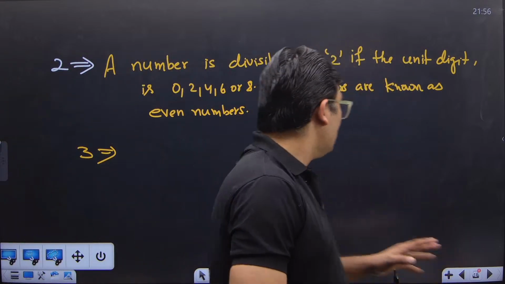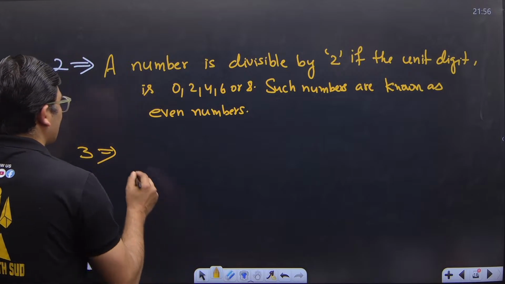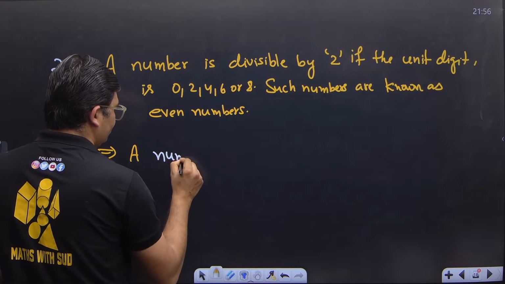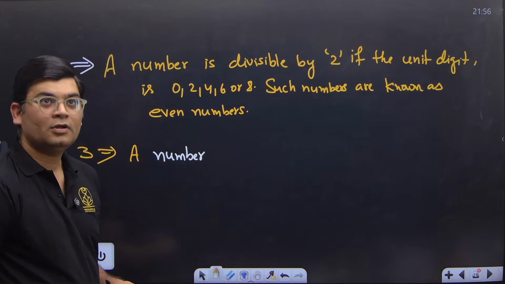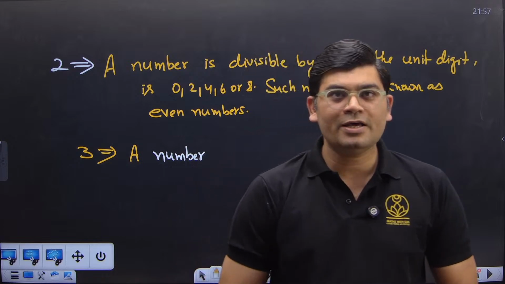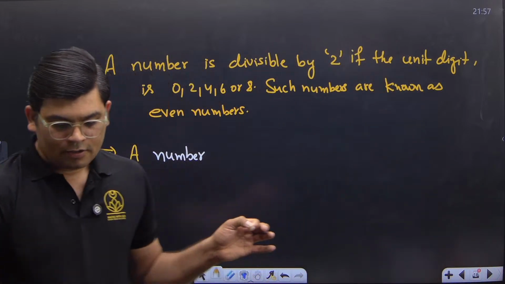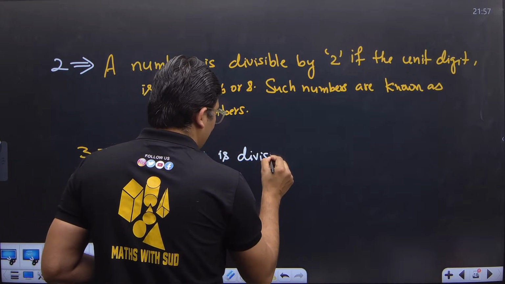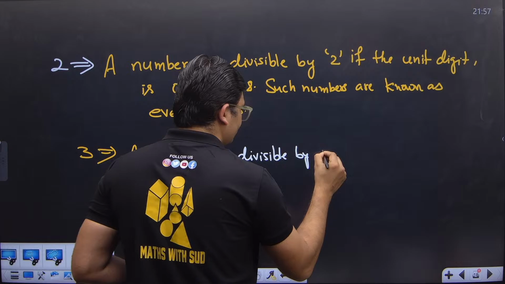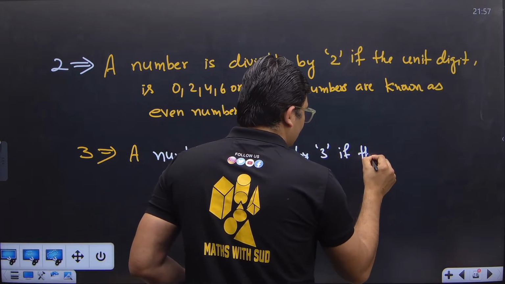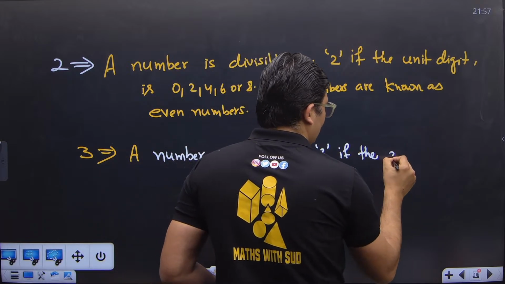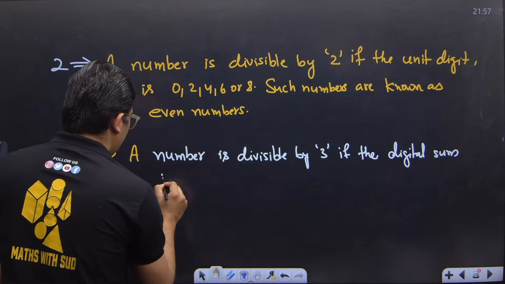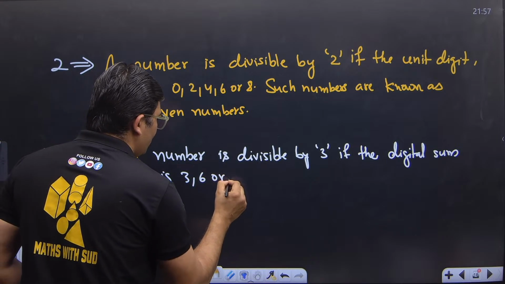We will do. Okay. So a number is divisible by 3. बताओ कब बोलते हैं बेटा? Sir, when the sum of all digits of a number is like 3, 6 or 9. When the digital sum of the number is 3, 6 and 9. Multiple of 3. Yes. A number is divisible by 3 if the digital sum is 3, 6 or 9.